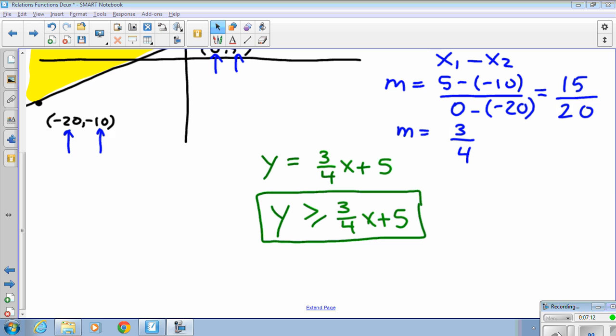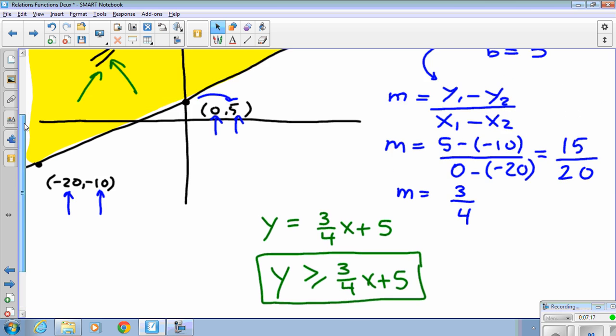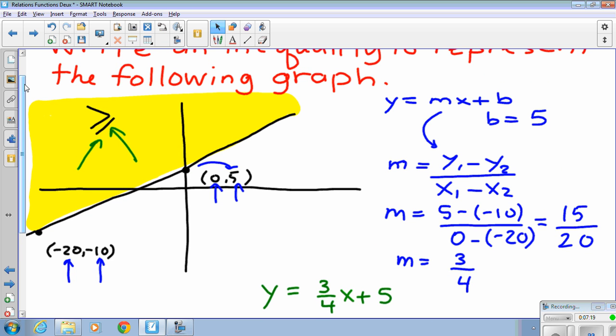So that's how we find the inequalities given a picture of its graph. We have to consider the equation of the boundary line, whether the boundary line is included in the solution region or not, and if we shaded above or below that boundary line.